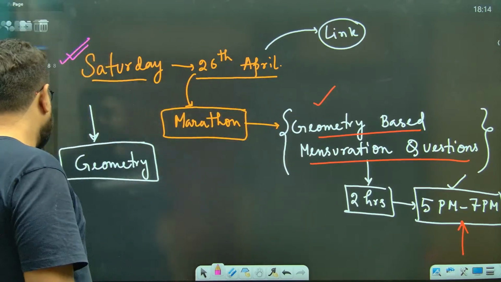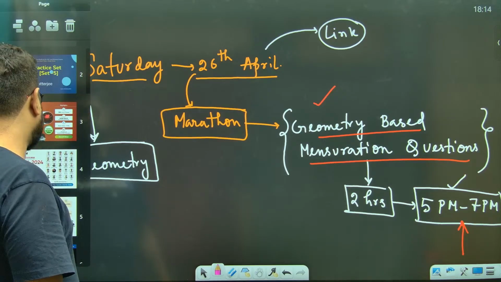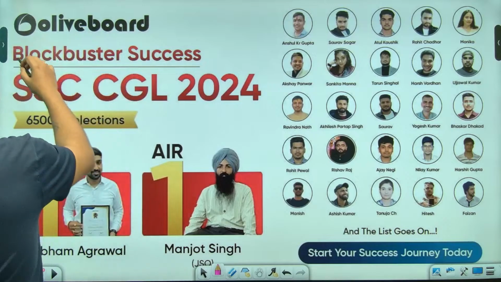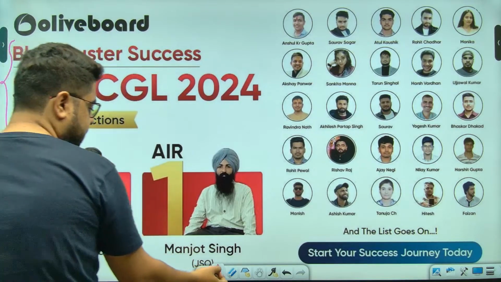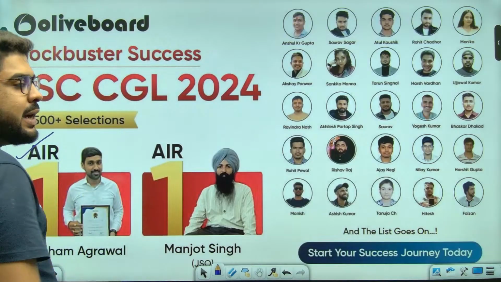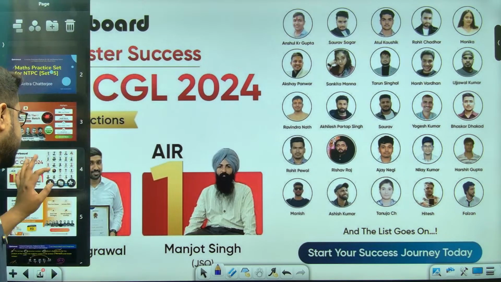And also, we have launched the new batches, including the score booster batch. This particular slide shows the success. These are our toppers, both Shubham and Manjot were from our batches. I guess Manjot was from Manish sir's class.